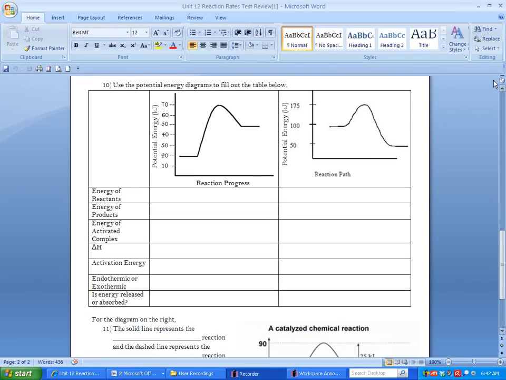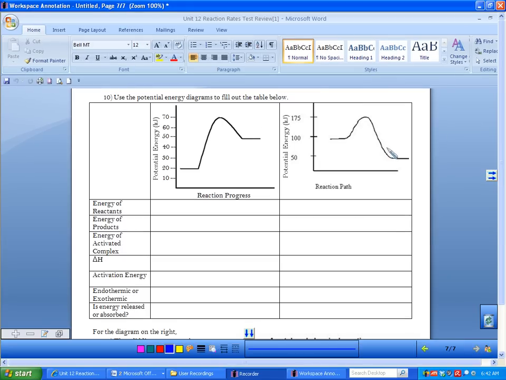Let's look at number 10. Number 10 says, use the potential energy diagrams to fill out the table below. So I'm going to just read off the chart. Energy of the reactants is, well, here's my reactants, 20 kilojoules. Here's my product. Energy of the product is 50 kilojoules. Energy of the activated complex, well, here is my 70 kilojoules there. I have 20 there. We just said that the energy of the activated complex was 70 kilojoules. Just read it right off of there.